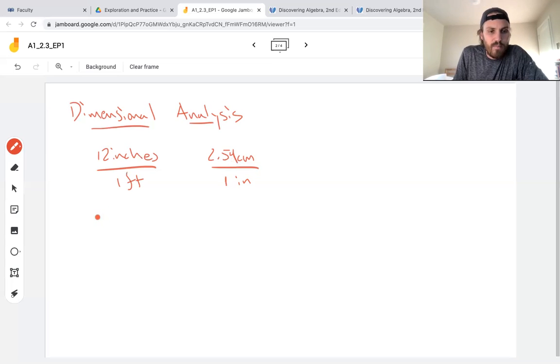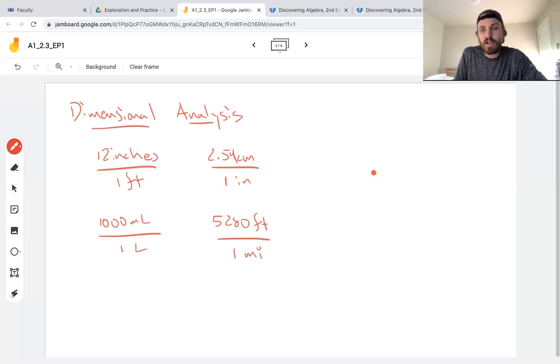Another one might be, how about 1,000 milliliters divided by 1 liter? That is the same thing. Another thing might be 5,280 feet is the same thing as 1 mile. All of these fractions are equal to 1. And if we flip them, they'll still be equal to 1.